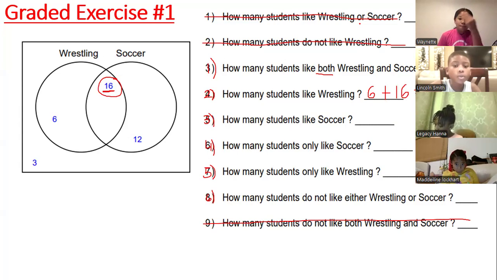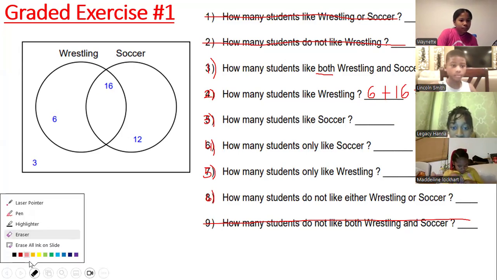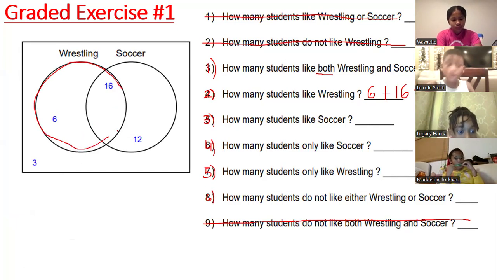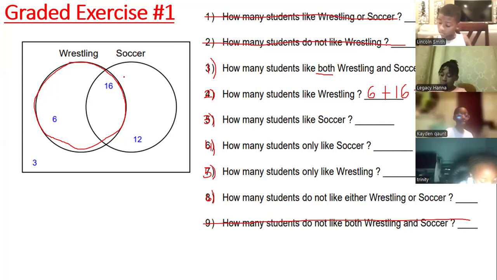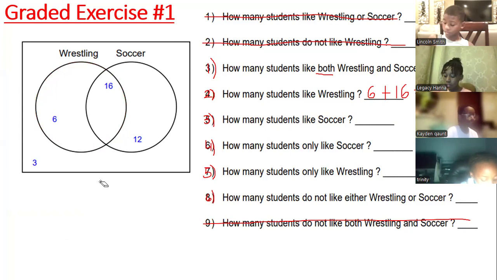Lincoln, did you get it? For number 2, how many students like wrestling? I did not get that. What you put? Wrestling, you have to add the 6 and the 16. Where is Kaden? Kaden, did you get number 2 right? Yes, sir. Okay, good. Trinity, you got number 2 right? Yes, sir. Good.